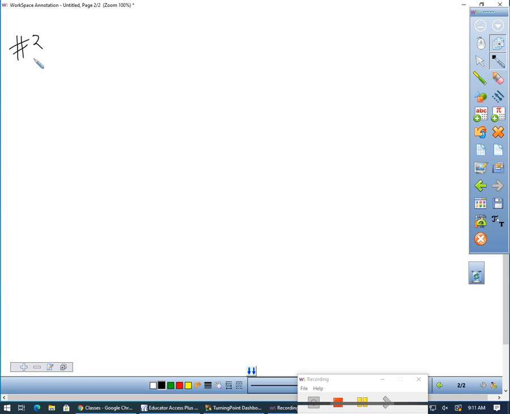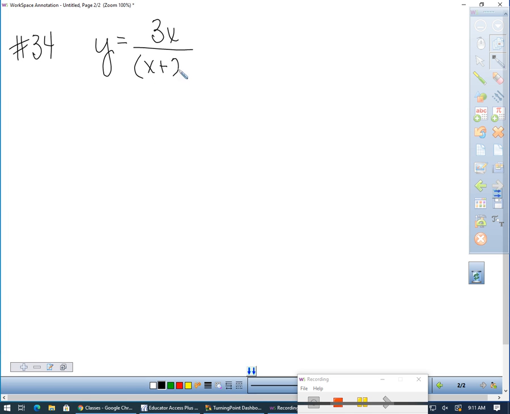Number 34. Our function is y equals 3x over (x plus 2) squared. Points of discontinuity are what makes the denominator 0, which is at x equals -2. Now there's technically 2 of those, but we only need it one time. Does this factor cancel with the top? No. That makes this a vertical asymptote.